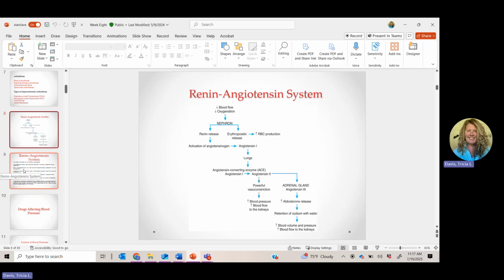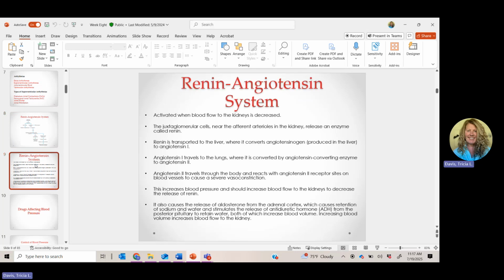You guys have to understand this system for your exam. And this is the basis for all of your future things that you're doing, especially next semester, thinking about homeostasis. So this slide here is just a little bit of a breakdown of what we just said. So this system is activated when we don't have good blood flow to the kidneys.